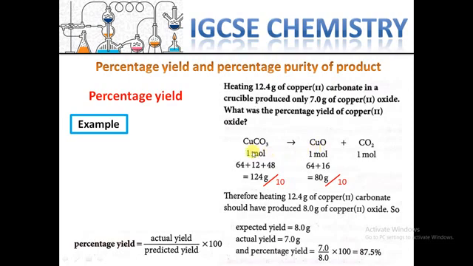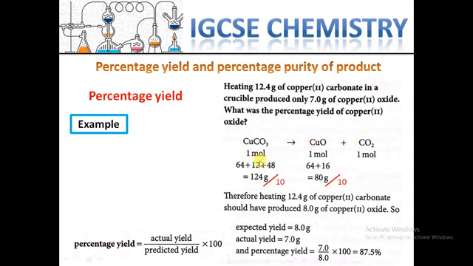First of all, we need to calculate how many grams we can get from this reaction if we have 1 mole. If we have 1 mole for each of them, because this is 1, here is 1, here is 1. This equation includes 1 mole of copper carbonate, and the production is 1 mole of copper oxide and 1 mole of carbon dioxide.